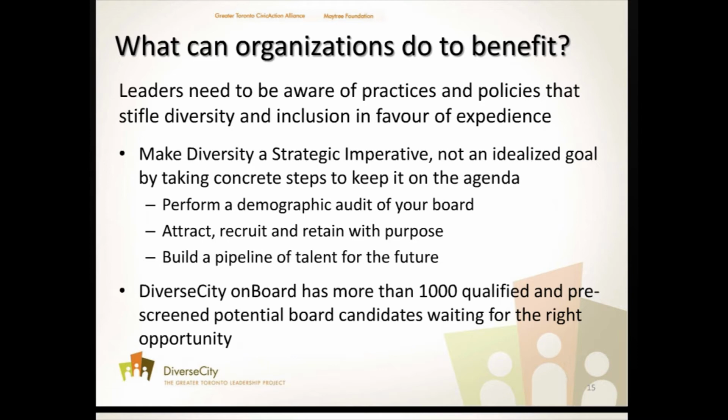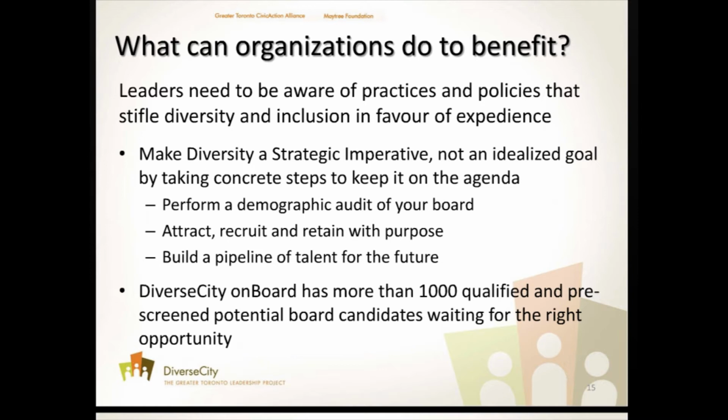Second, attract, recruit, and retain with purpose. Once you've got the audit, once you know where you stand, begin the journey, but do it purposefully. And consider building a pipeline for future talent to emerge and to be drawn to your organization. If we think about the conclusion that higher diversity boards are better able to attract and recruit more diverse candidates in the future, building that pipeline starts perhaps not at the 30% level, but builds towards that 30% level and then perhaps becomes a little easier to do and self-perpetuating.